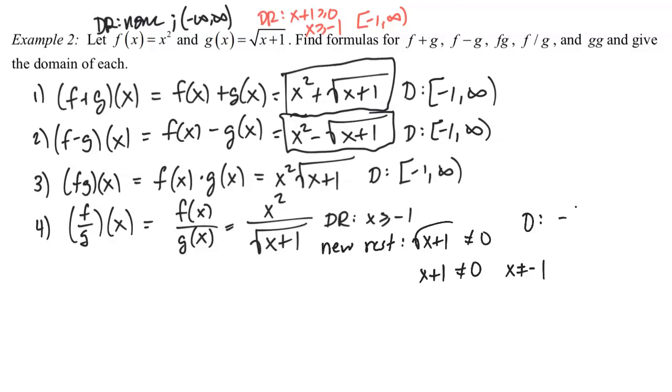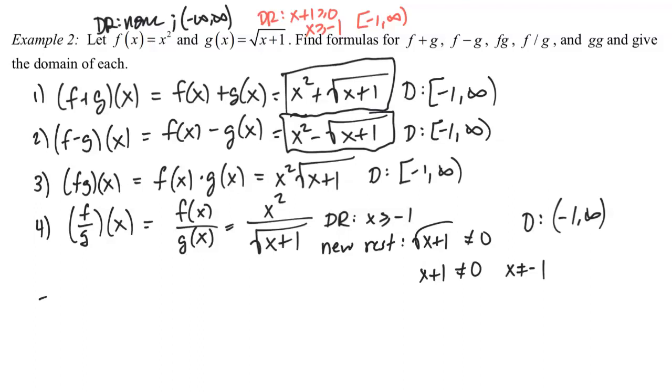So we're still going to write -1 to infinity. It's just that we don't have -1 in the domain anymore because the x value -1 now makes the denominator equal to 0. And that's not good news, folks. We do not need that denominator to be equal to 0. And so therefore we have to exclude -1 from the domain on part 4, where we didn't have to do that on 1, 2, and 3.